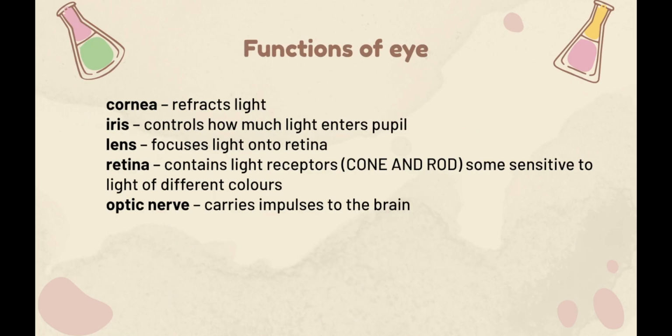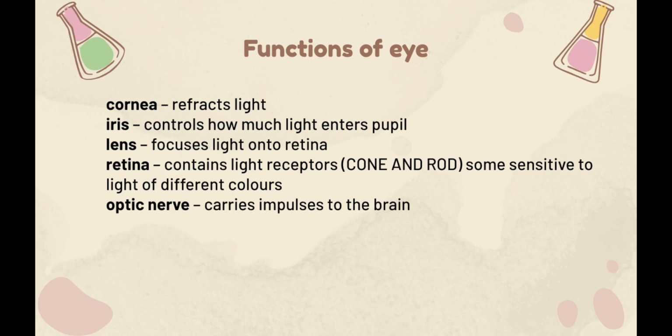So these are the functions of the eye you need to know for coordinated science. It's actually very limited to only this, so it's pretty easy. The cornea is what helps to refract the light into the eye. The iris controls how much light enters the pupil. The lens basically focuses the light onto the retina, so it either becomes thin or thick depending on how far or how near you're looking.